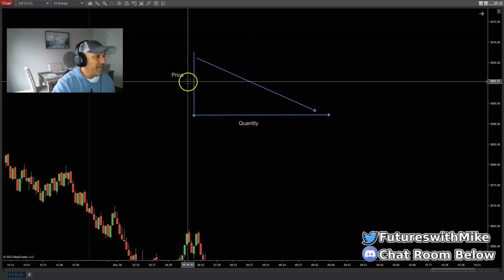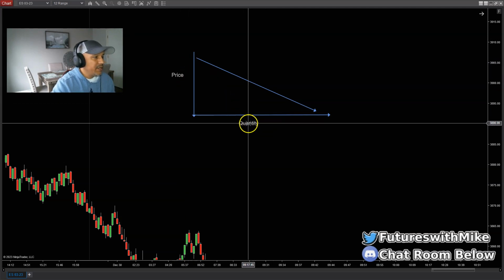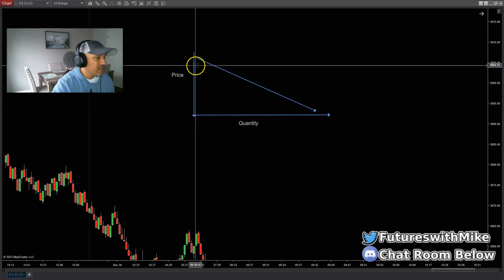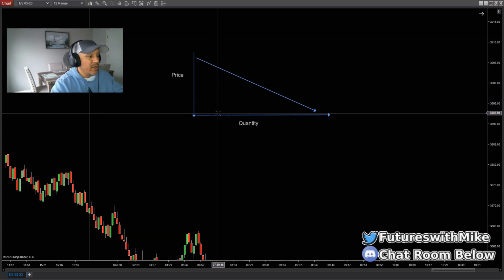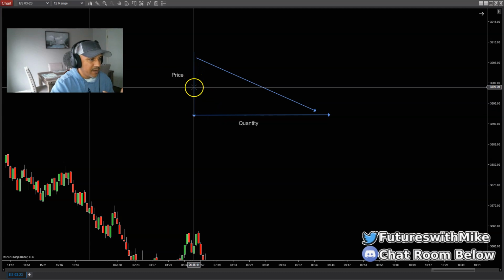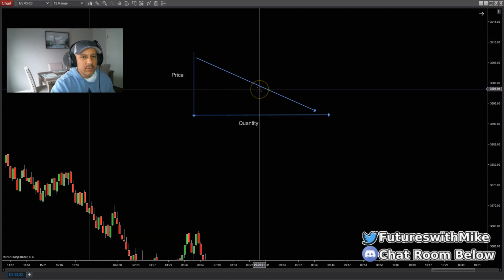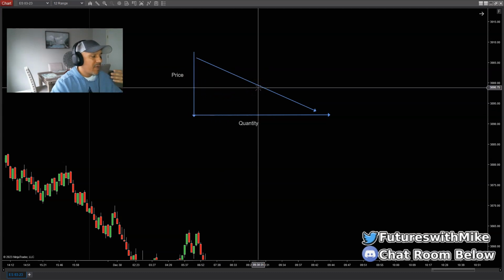So think about this: price here, quantity here. As prices increase, the quantity is going to be less. As prices increase, we as buyers, people that want to buy, are going to buy less in quantity, right? But when prices start dropping, what happens? The quantity will start to increase, meaning as prices start to drop, people tend to buy more in quantity.